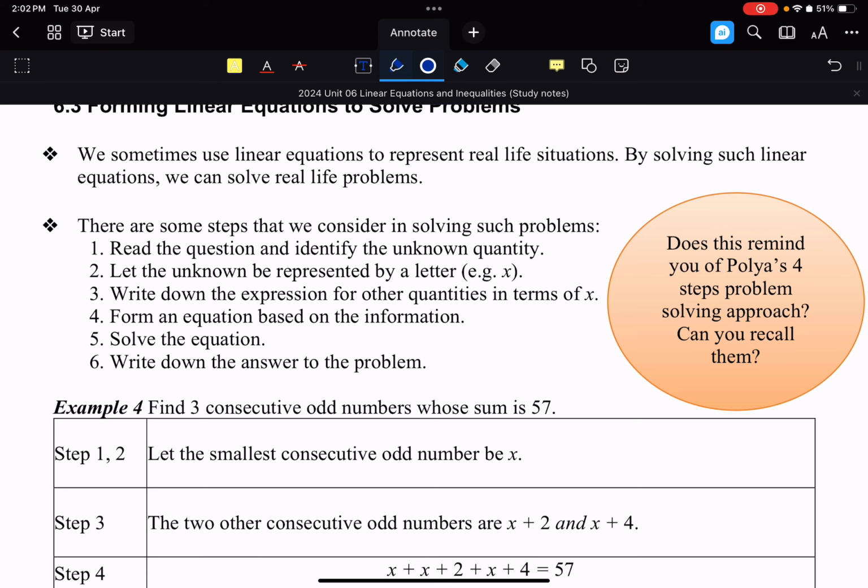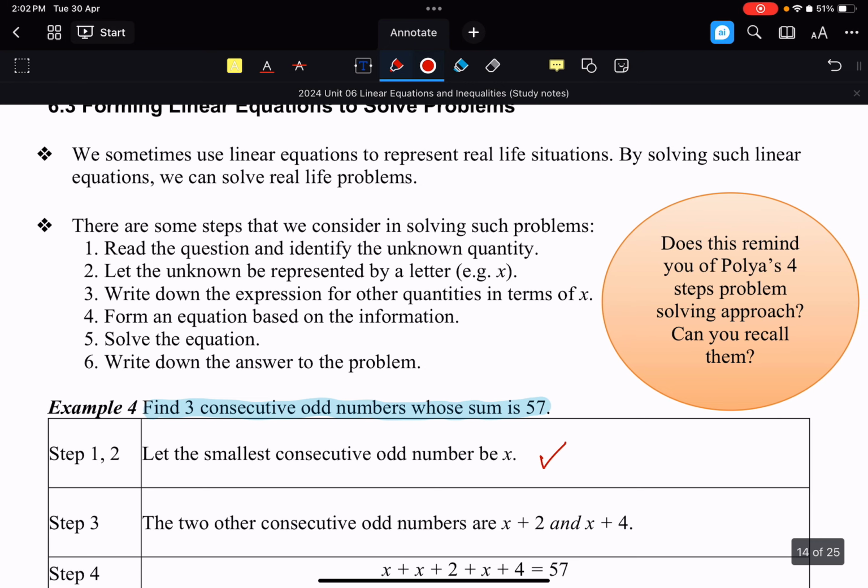So let's look at example 4. Example 4, they want us to find 3 consecutive odd numbers whose sum is 57. Now the thing is this, right? We have no idea what x is, right? So we need to start somewhere. So we need to begin by declaring that the smallest consecutive odd number, let it be x. So this is called defining, right? We need to define the unknown quantity. You can of course say the largest odd number be x. It works as well, but it makes sense to start from the smallest in this case, because addition is usually less tricky than subtraction, right?